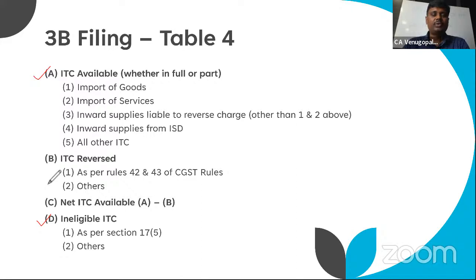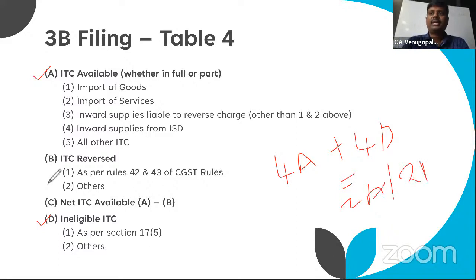If I have to say what are my total credits, the total credits will be in table 4A plus table 4D. So if I have to match this with the credits visible in my GSTR 2A or 2B, I will be looking at adding these two tables. The net credit that would be traveling to the electronic credit ledger is the value reported in 4C.